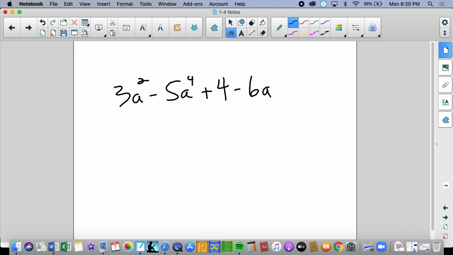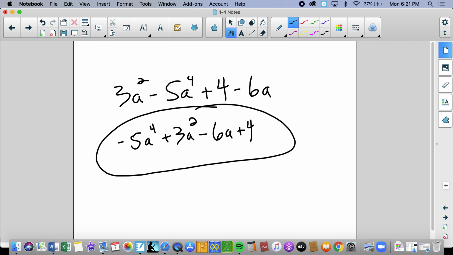How many terms are there? There's 4 terms: 1, 2, 3, 4 terms. Okay, and so now if we want this to be my final answer, I have to put it in standard form. So alphabetical order, a is going to come before anything, and then it's the one with the biggest exponent. So I have negative 5a to the fourth plus 3a to the second minus 6a plus 4. So that is going to be your answer in standard form. Okay.